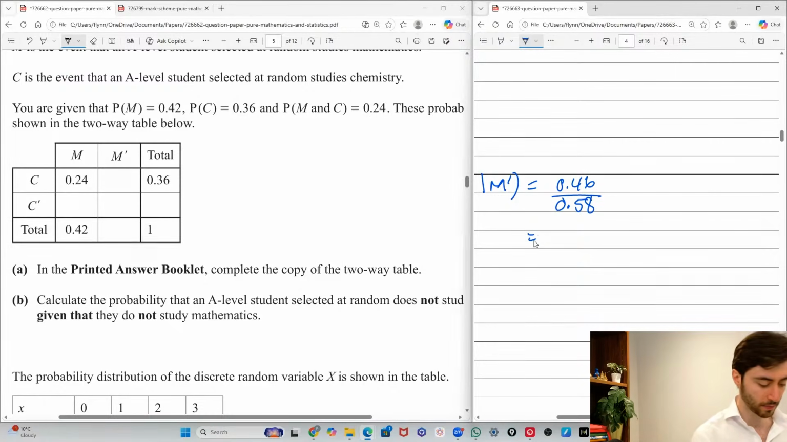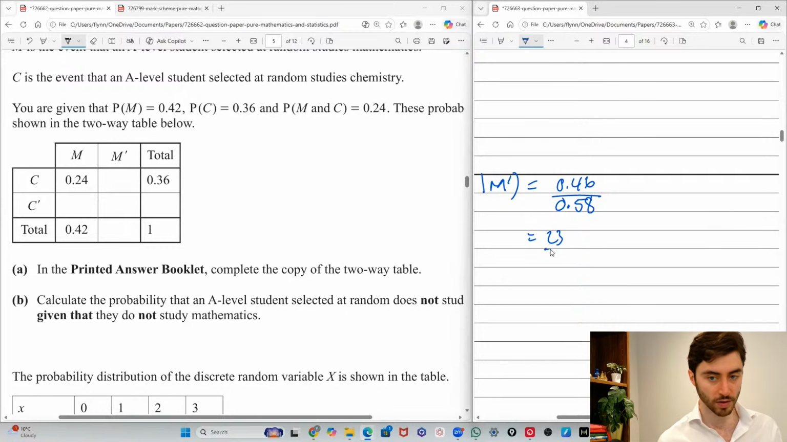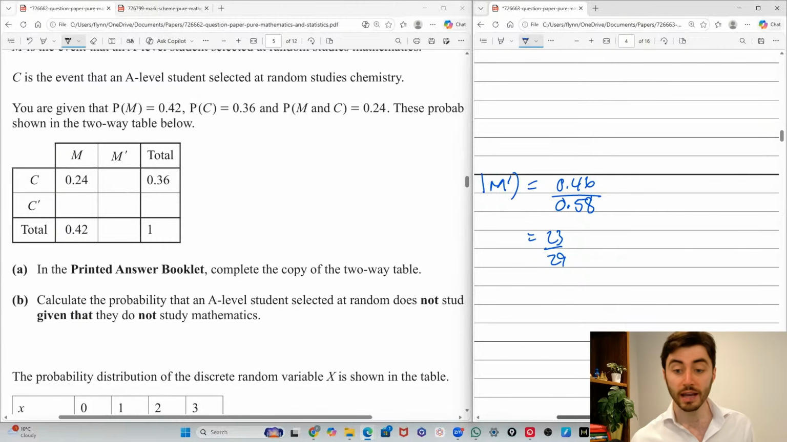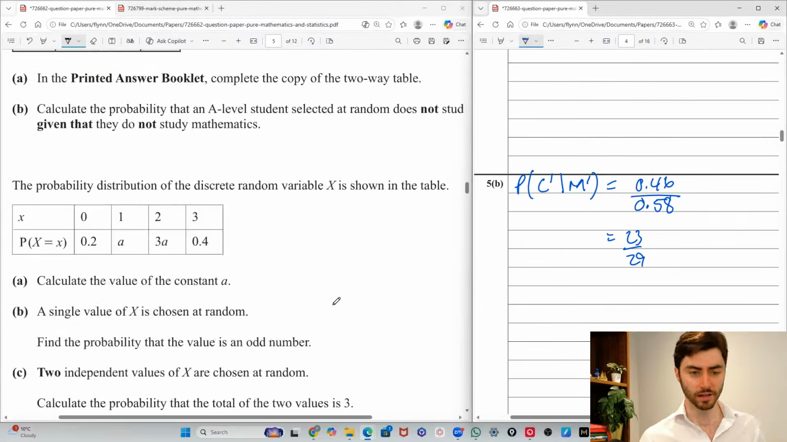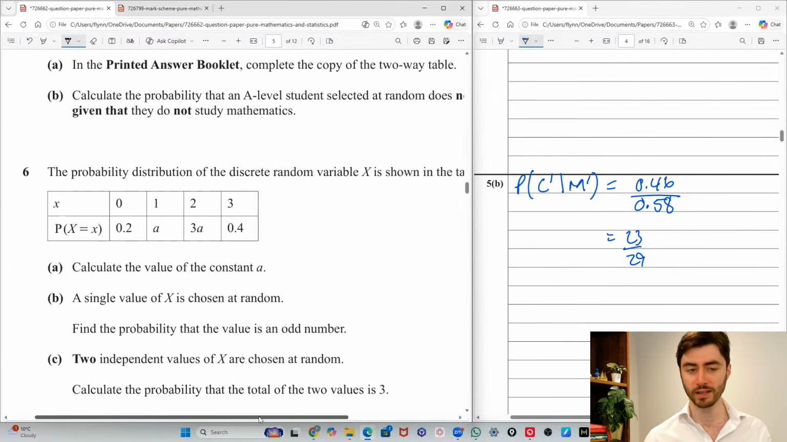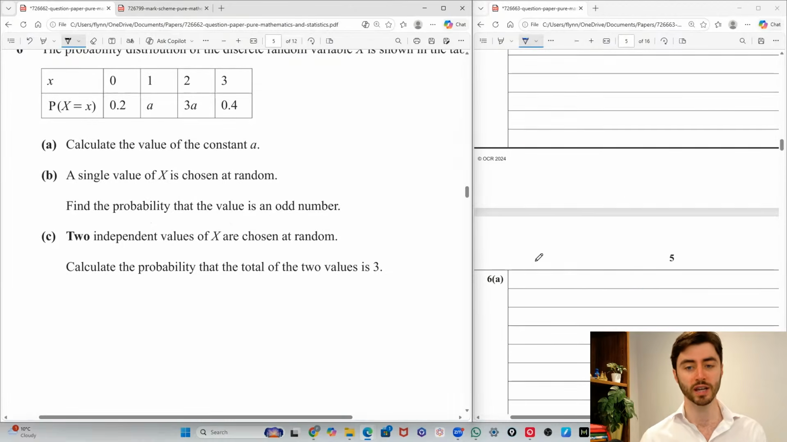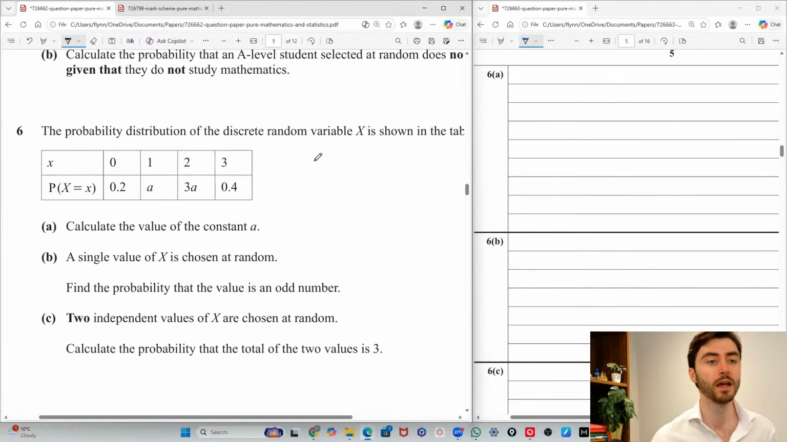And I can run that. 0.46 divided by 0.58 is 23 over 29. Yeah, which I'm just going to leave exact. Now, I also know, because my brain is tired, in terms of my exam technique, I'm more likely to introduce an execution error, which is why the checking is going to be extra important today.